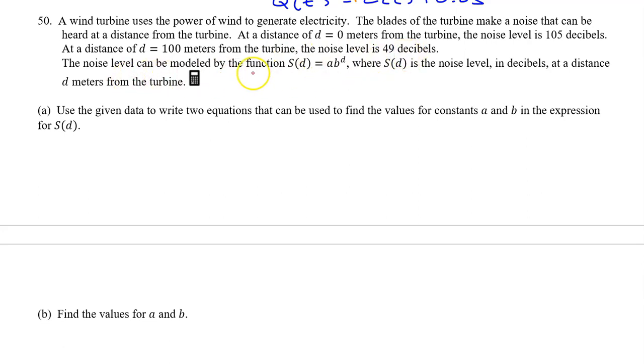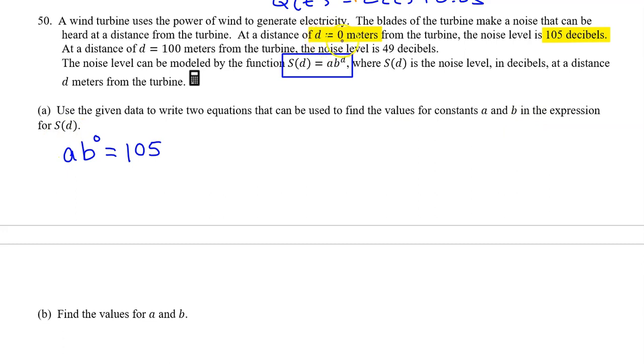The noise level can be modeled by the function S of d is equal to a times b to the d power, where S of d is the noise level in decibels at a distance d meters from the turbine. This problem is calculator active. Part A. Use the given data to write 2 equations that can be used to find the values for constants a and b in the expression for S of d.